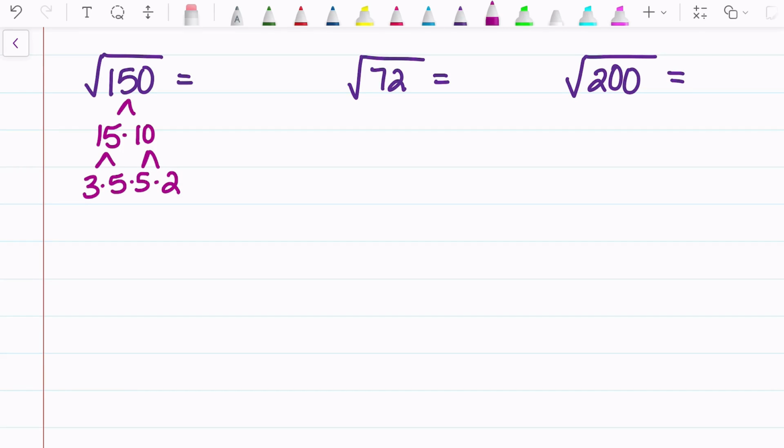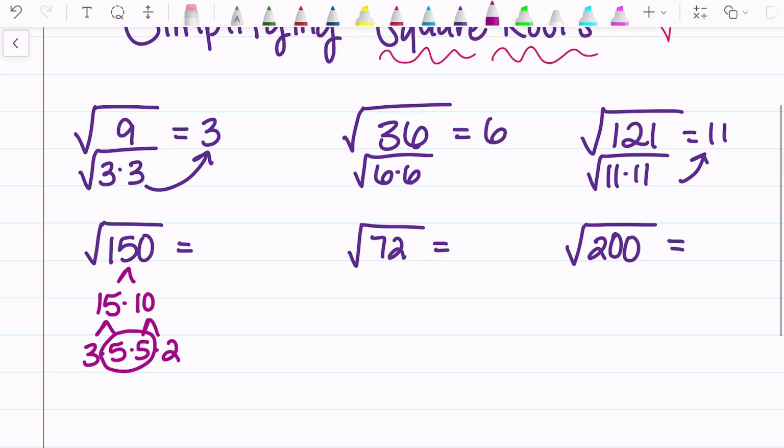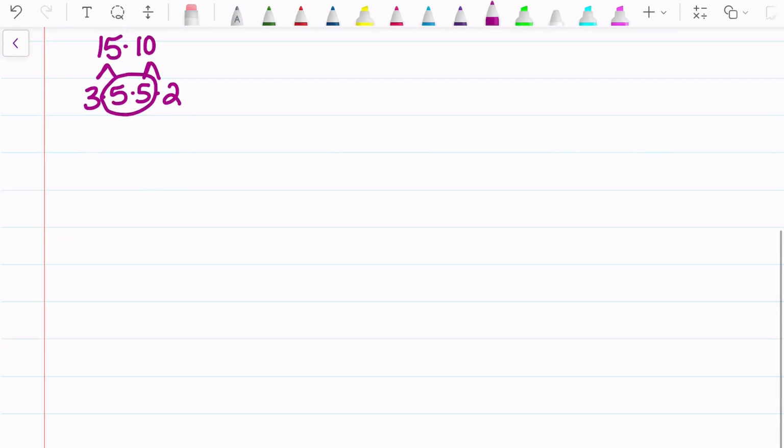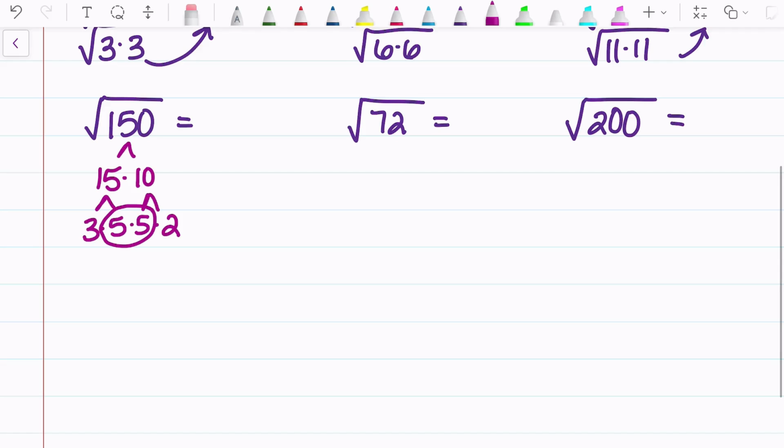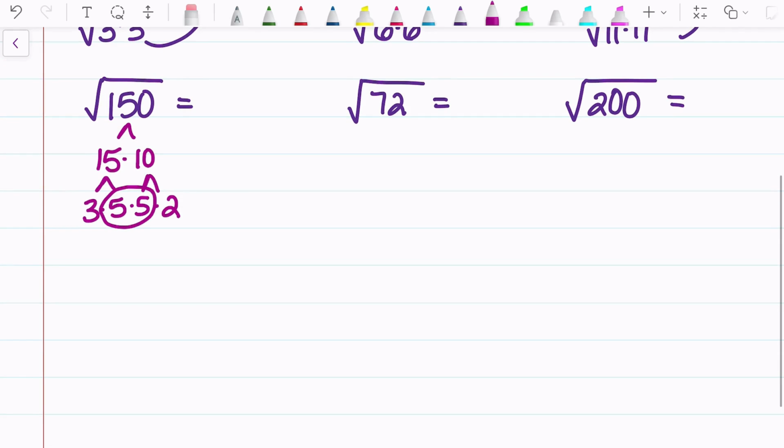And now all of these numbers are prime. They can't be divided by anything but 1 and themselves. And this would be my prime factorization. I have a pair of 5s. So just like above, when I had two 3s, I brought it out as one 3. I'm going to square root 5 times 5. The square root of 5 times 5 is 5. And then I'm going to leave my 3 times 2 on the inside. And so then my final answer would become 5 times the square root of 6.